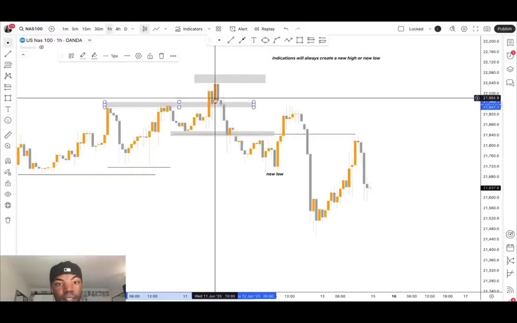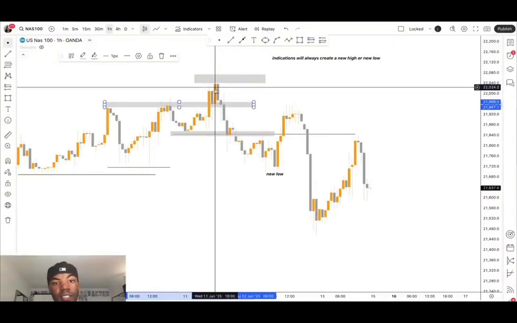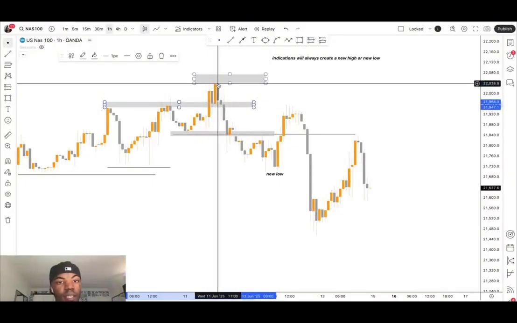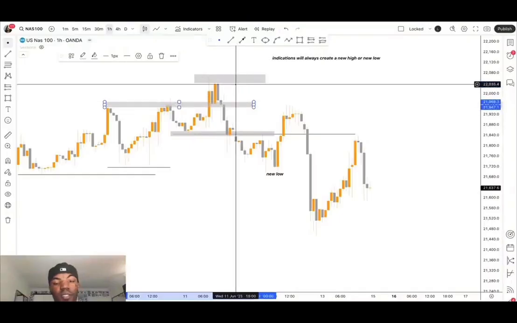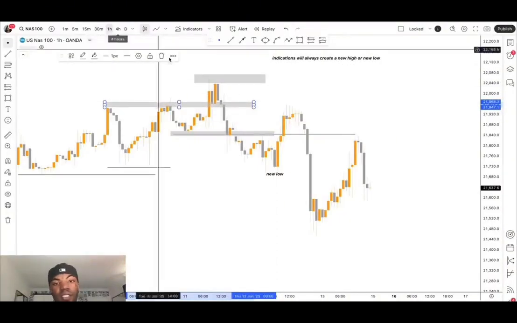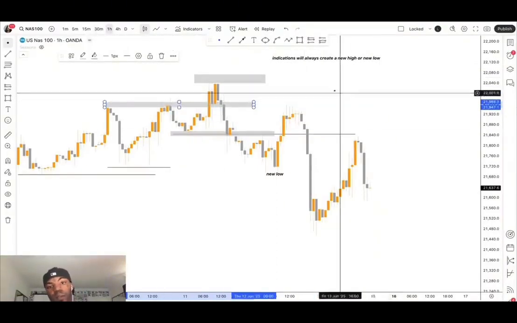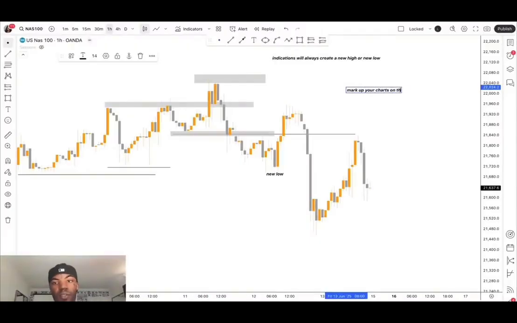And remember, since we have that continuation in our strategy, we're not going to take these buys because it only made the indication for us. It didn't come back above that level a second time. And you're going to see that waiting for that continuation above that level is going to save you a lot. So once again, remember, mark up your charts on the 1 hour or higher.